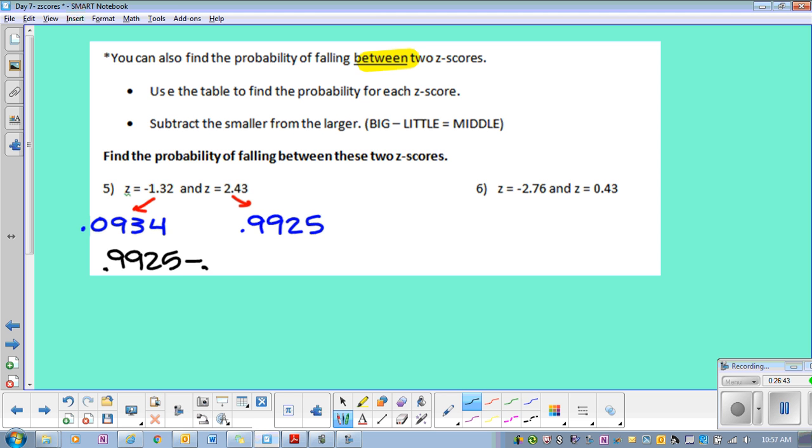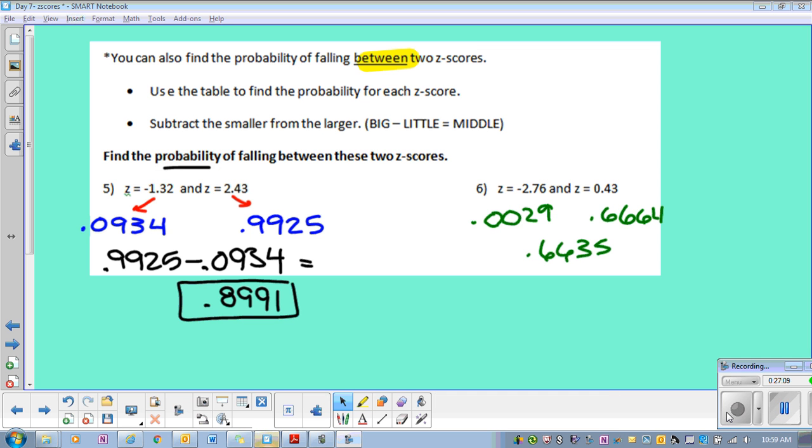0.9925 minus 0.0934. And they said find the probability, so I don't need to change it to percent. What did you get? Super. Thank you, Ethan. Now let's do the next one. Thank you, Cindy. She did number 6 for us. Find each of the probabilities, and then you do big minus small, and you should have 0.6635. Yes? Great. Any questions?